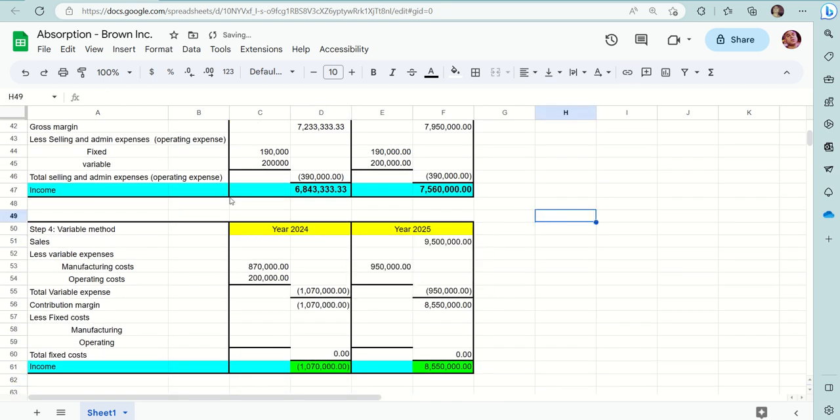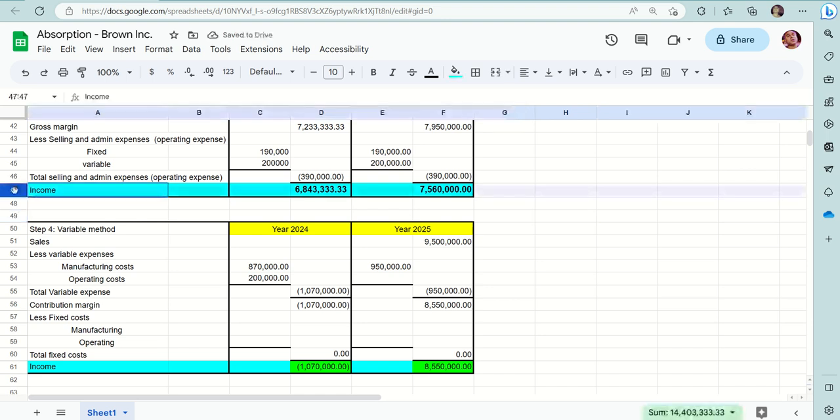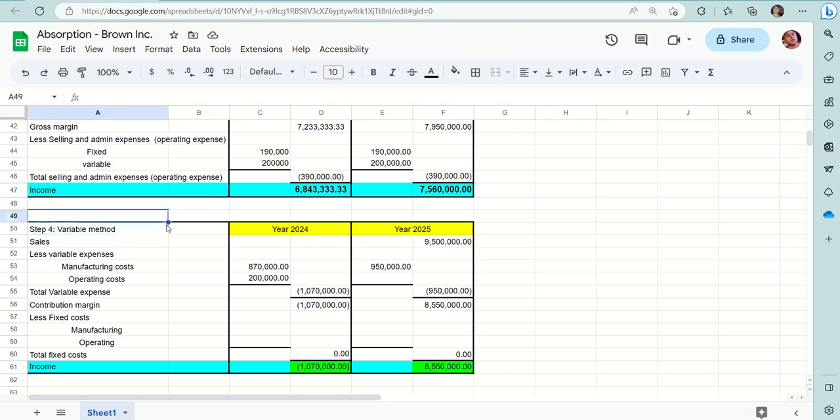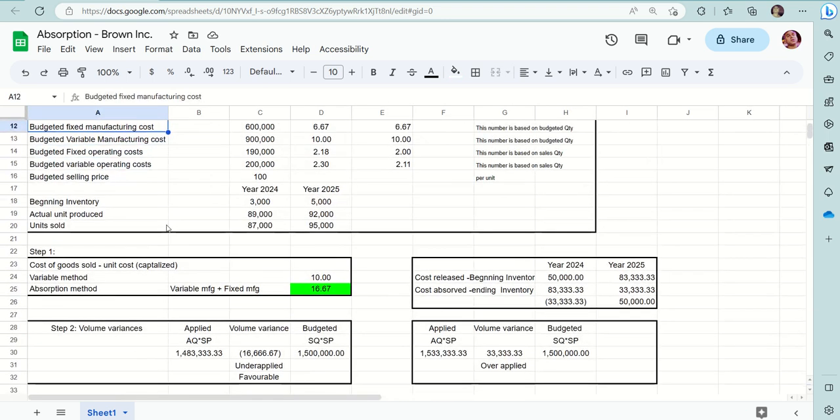Now we already have, before we move to that, I want to show you the cost released and cost absorbed. And this is based on these cells over here.